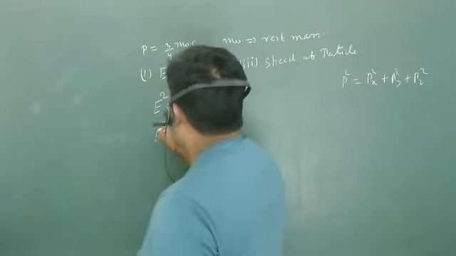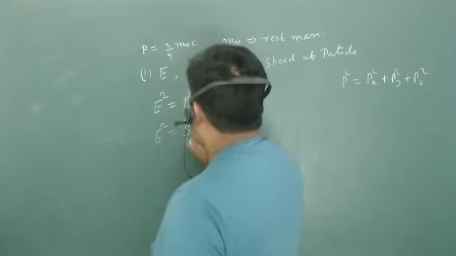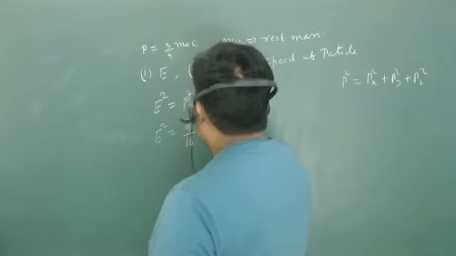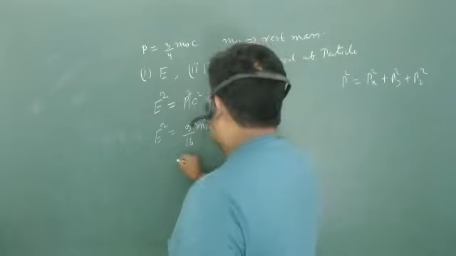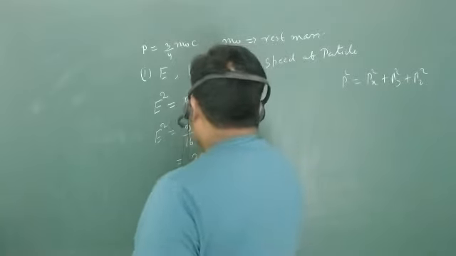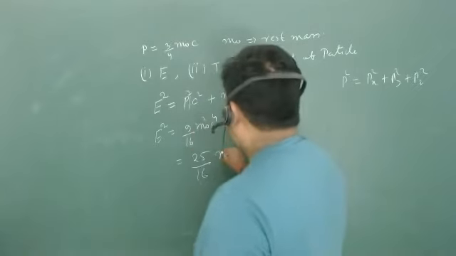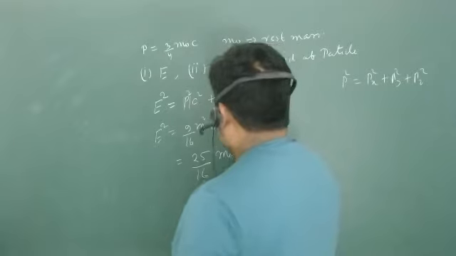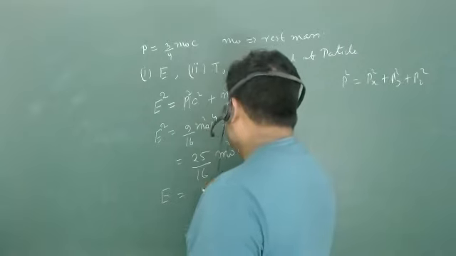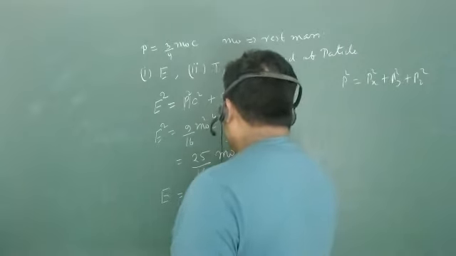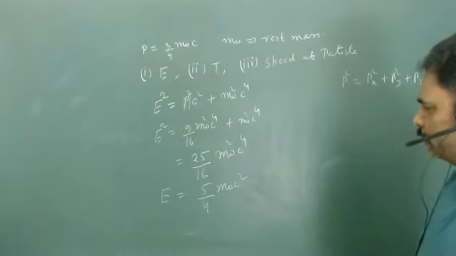Obviously, what will be your E square? E square is equal to 9 upon 16 m naught square c4 plus m naught square c4, and that value is equal to 25 upon 16 m naught square c4. And what will be my energy? My energy is nothing but 5 upon 4, in the unit of m naught c square. Yes, energy is 5 upon 4 m naught c square.